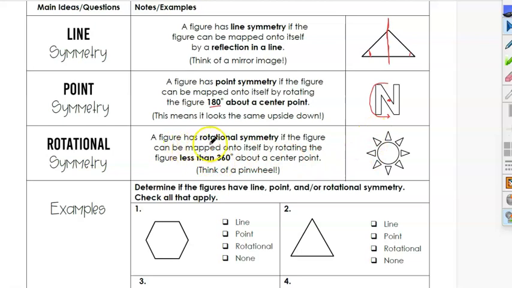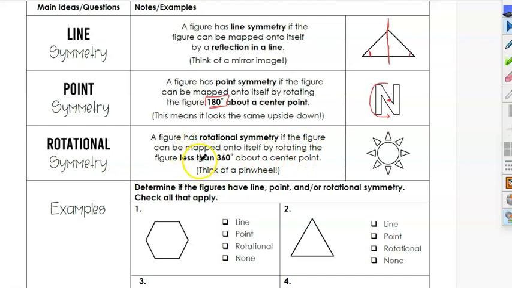With rotational symmetry, we're going to rotate less than 360. So point symmetry is always an exact 180 degrees, okay? Always 180. So with rotational symmetry, it would be something less than 360. For example, if we just rotated this figure 90 degrees, then it would still be this same figure, and so that would be an example of rotational symmetry.